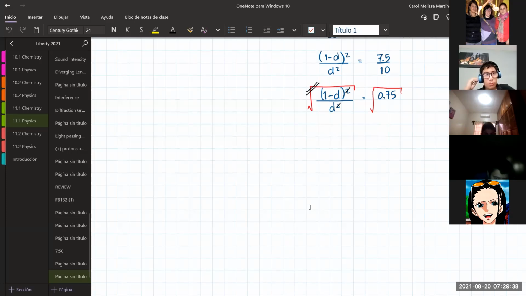So you will have in the end 1 minus d divided by d, and on the other side you will have the square root of 0.75, that I got as 0.866. You can put 0.87, that would be okay too.